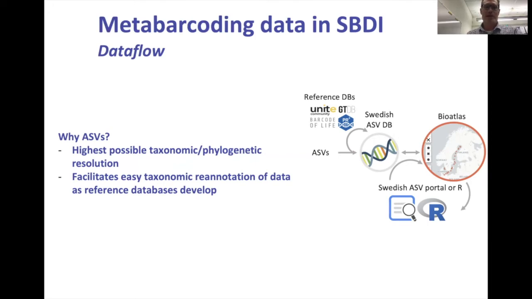But we will be able to easily re-annotate the data, having the data in ASV format. And we will continuously update the data in the bioatlas as reference databases are improving. And having the data in ASV format makes it super easy to do this update compared to having to go back to all of the raw data and remap that to the reference databases.